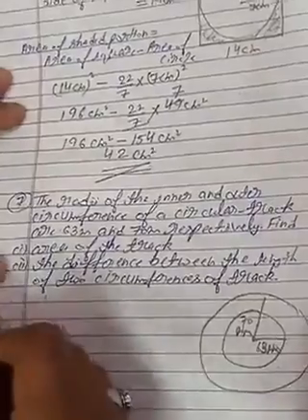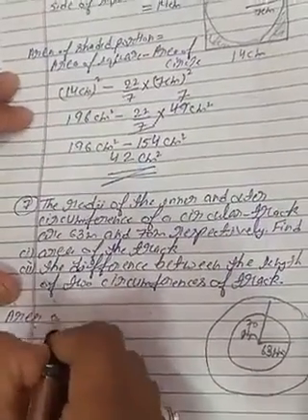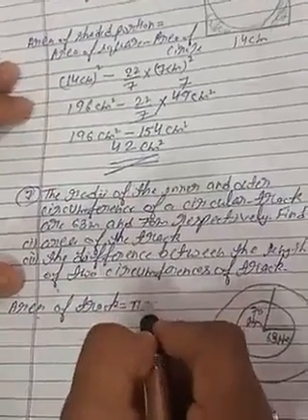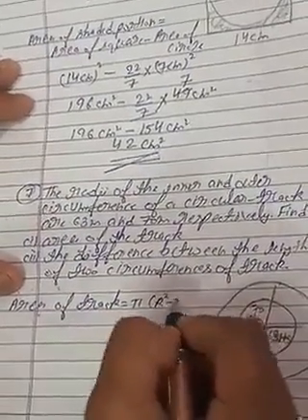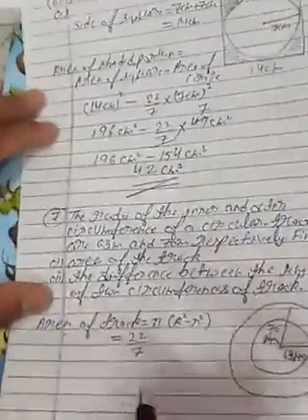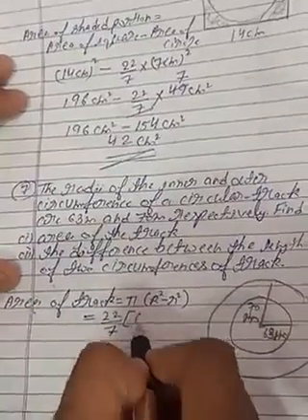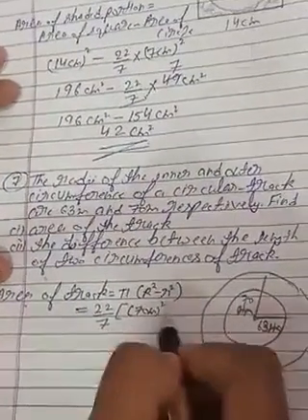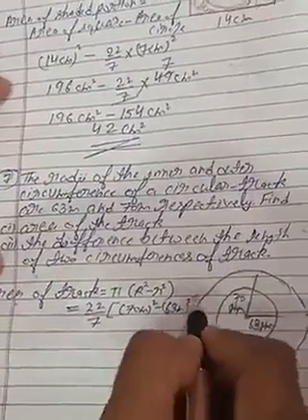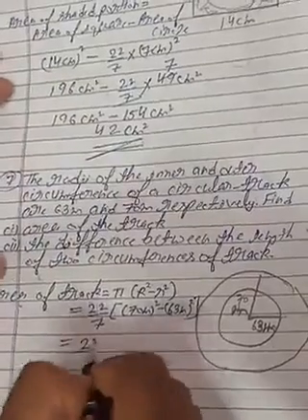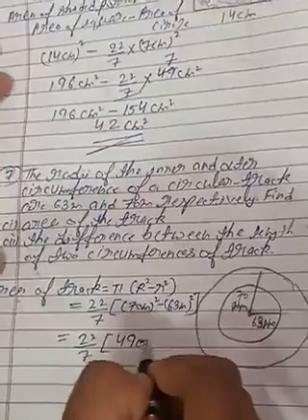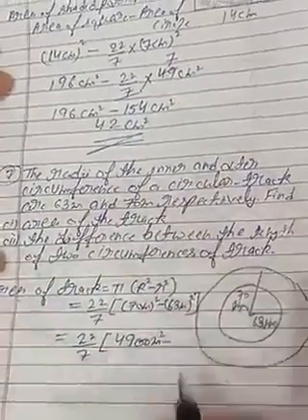So the same formula we will use. The area of the track is equal to pi (capital R square minus small r square). So it is equal to 22 upon 7, then capital R means 70 meter square minus small r, that is 63 meter square. So 22 upon 7, then the square of 70 is 4900 meter square minus the square of 63.